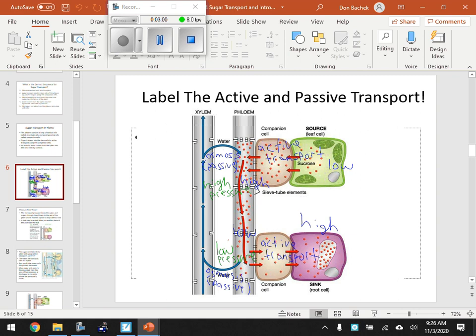I don't know if I can erase that, actually. But active transport is going to take... I can't write on there. Active transport is going to take place from basically the sugar here into the companion cell. So I want you to write that down. Active transport.